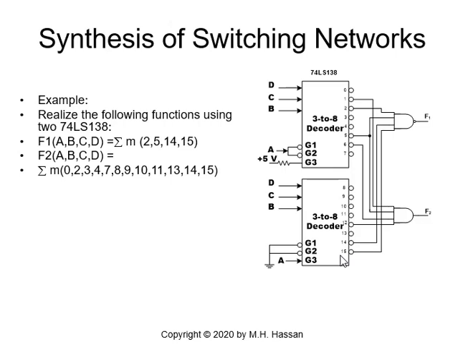Now, how do we implement F2, since F2 will be the sum of the minterms 0, 2, 3, 4, 7, 8, 9, 11? We look actually at F2 prime. F2 prime will be the sum of the minterms 1, 5, 12.